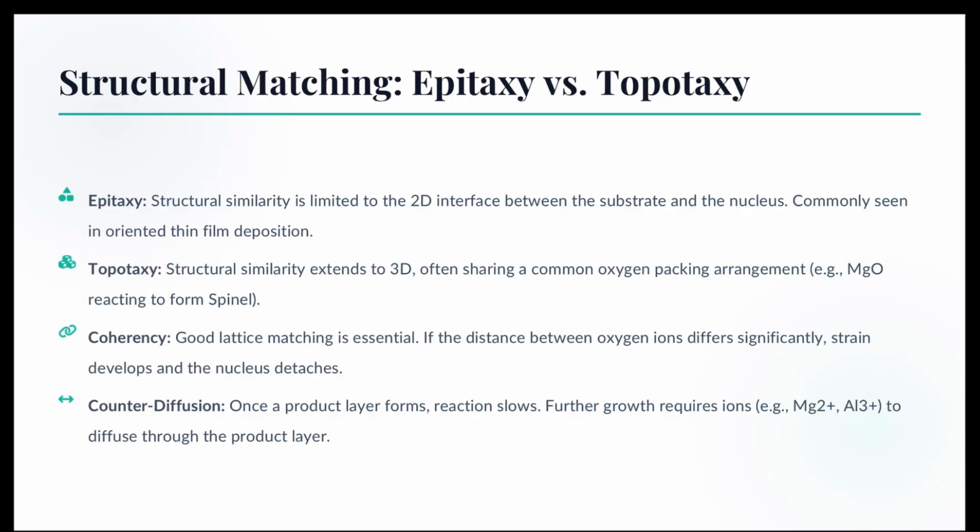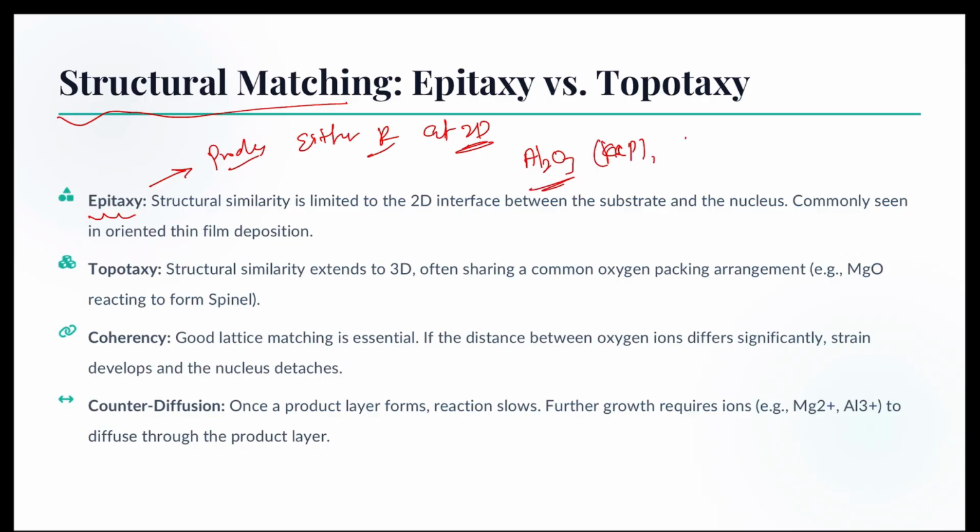Next is structural matching between the product and the reactant. First thing is epitaxy, which means there is a structural similarity between the product and either of our reactants at the 2D level. At the 2D level, on the surface, both surfaces may look the same. So epitaxy is mostly seen between Al2O3 HCP structure and our spinel MgAl2O4 CCP structure. So only the 2D surface is in common.